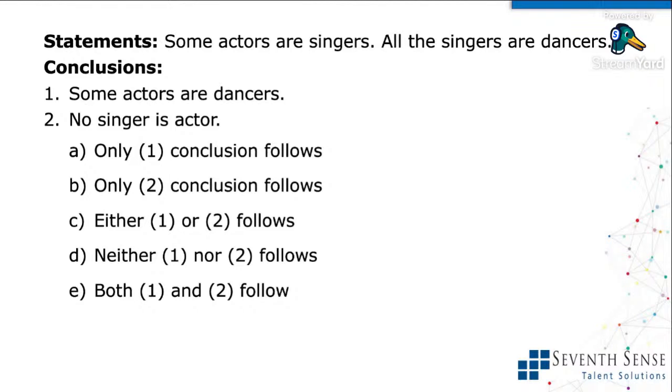Conclusion 1 follows. If you feel that only conclusion 2 is correct, go for option 2. Only the second conclusion follows. If you feel that either 1 or 2 follows, which is not being used more over here, then it goes like neither 1 nor 2, which means you are telling both of them don't follow. The last one is both conclusions follow.